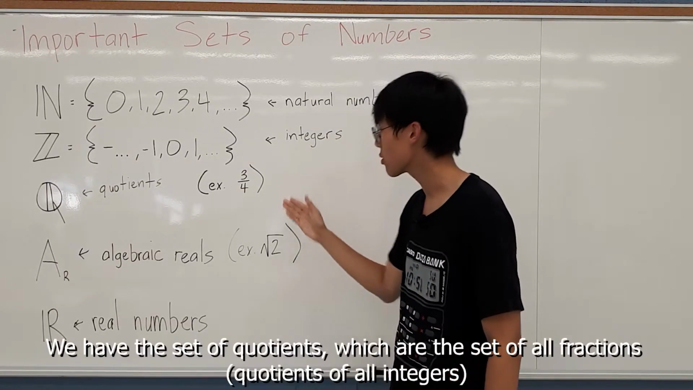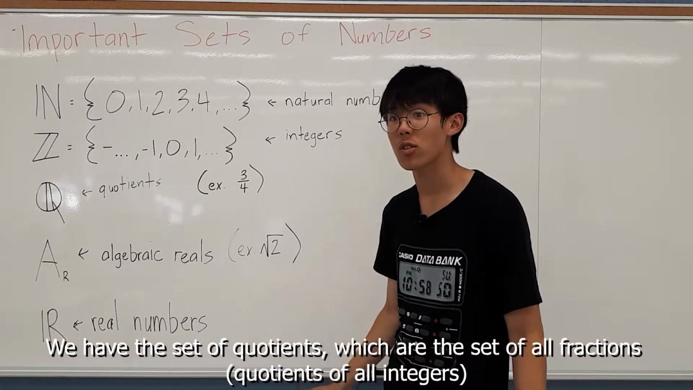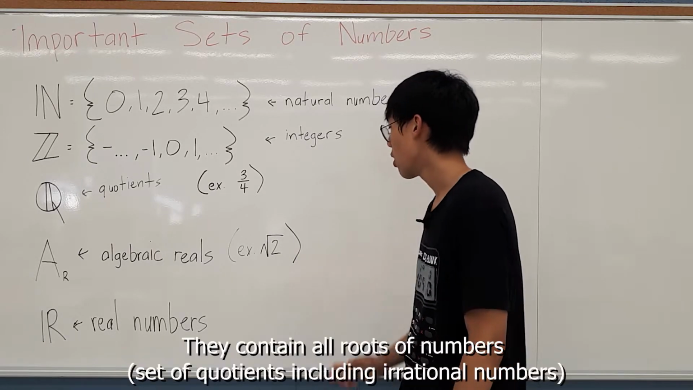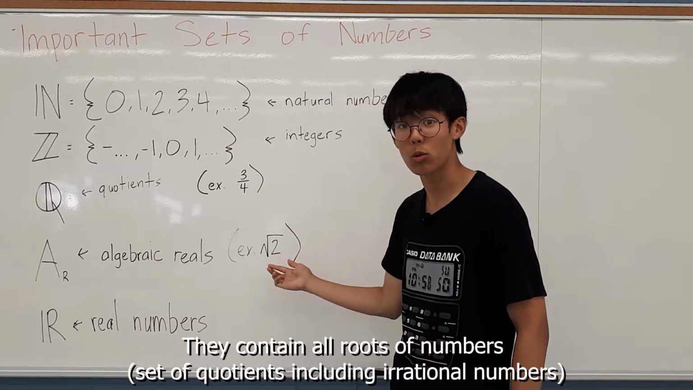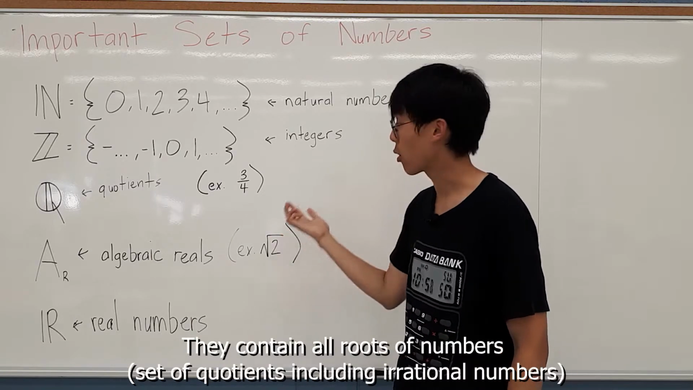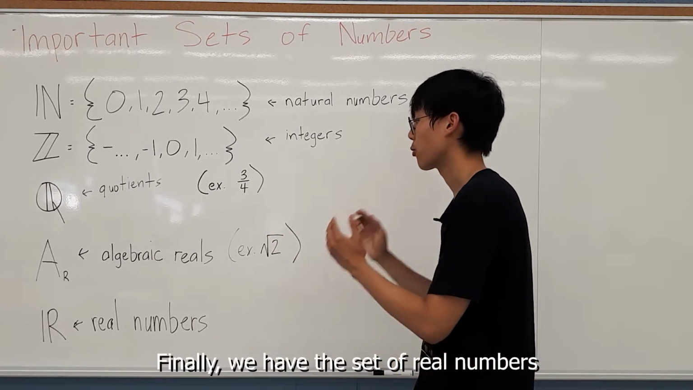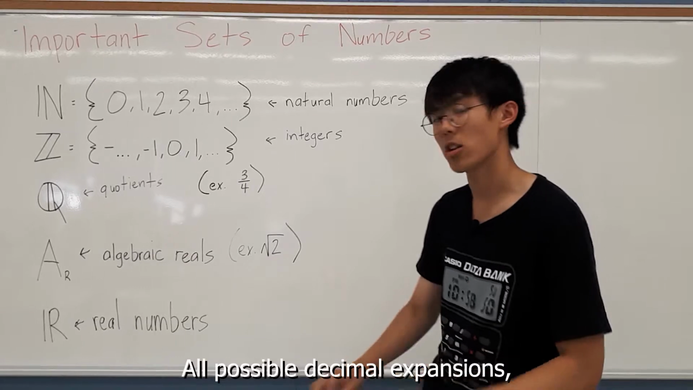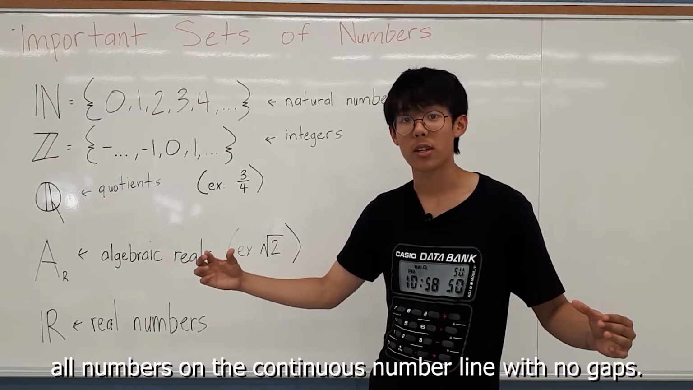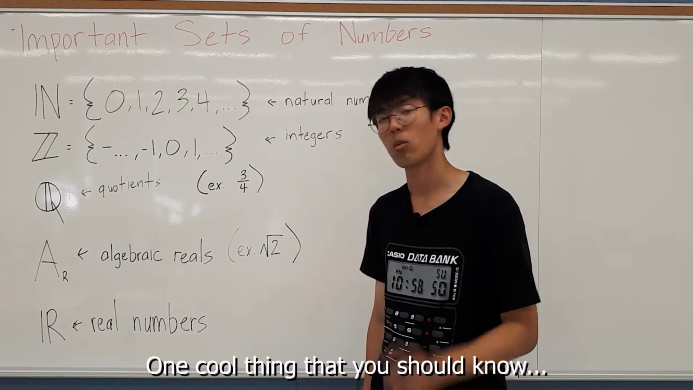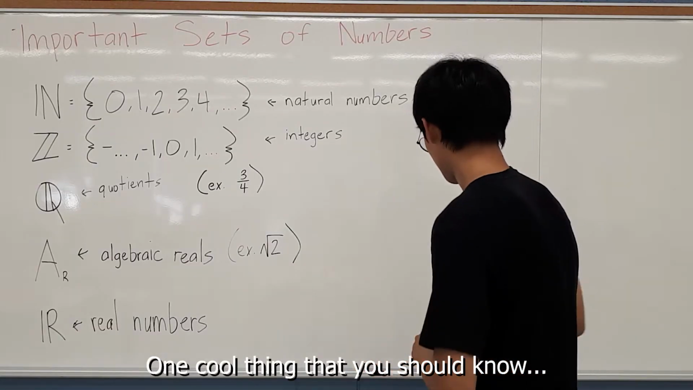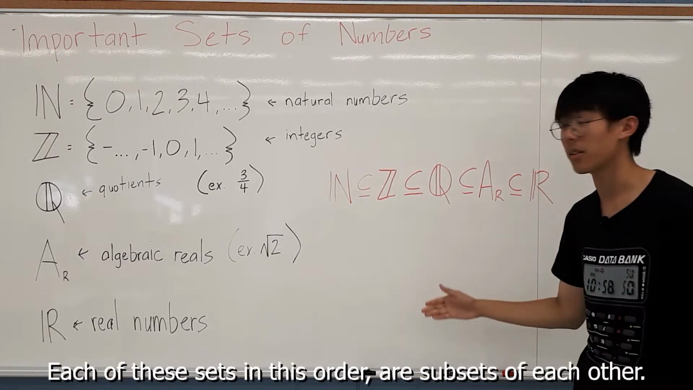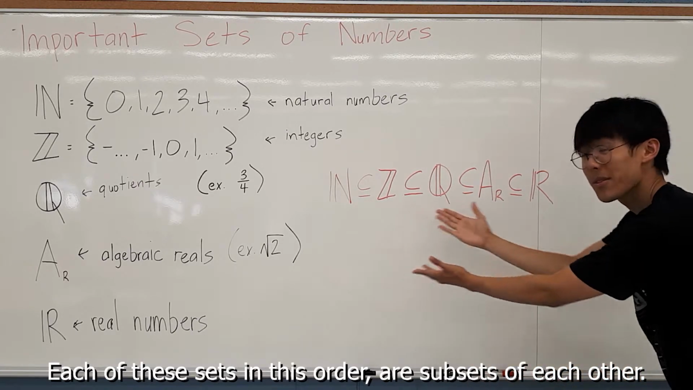We have the set of quotients, which are the set of all fractions and quotients of all integers. We have the algebraic reals. They contain all roots of numbers that you can't make with quotients. And finally, we have the set of real numbers, which is basically any number you can think of. All possible decimal expansions, all numbers on the continuous number line with no gaps. One cool thing that you should know: each of these sets, in this order, are subsets of each other.